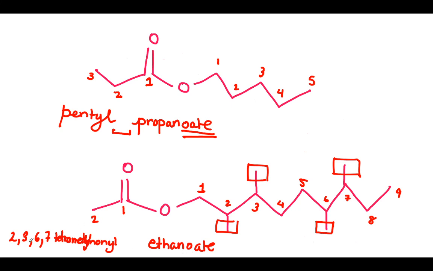So anything that comes first in ester naming happens to be on the side that this one oxygen is attached to, and then the parent name happens to come from the side that the C double bond O is attached to. Okay, so that's how you would name carboxylic acids and esters.